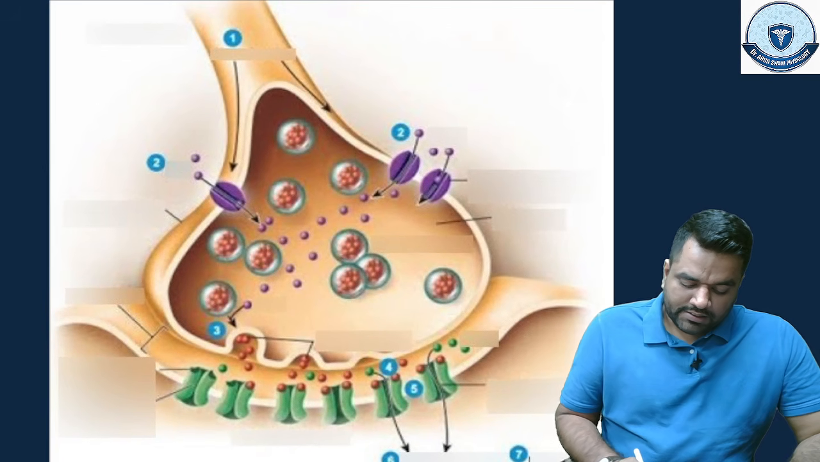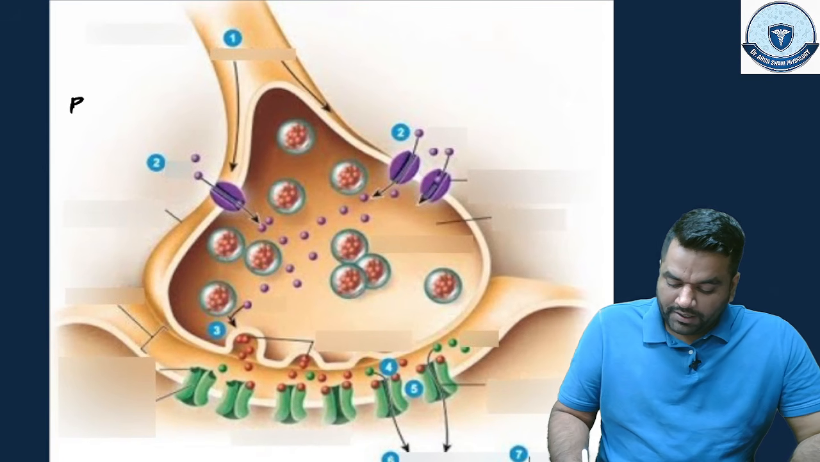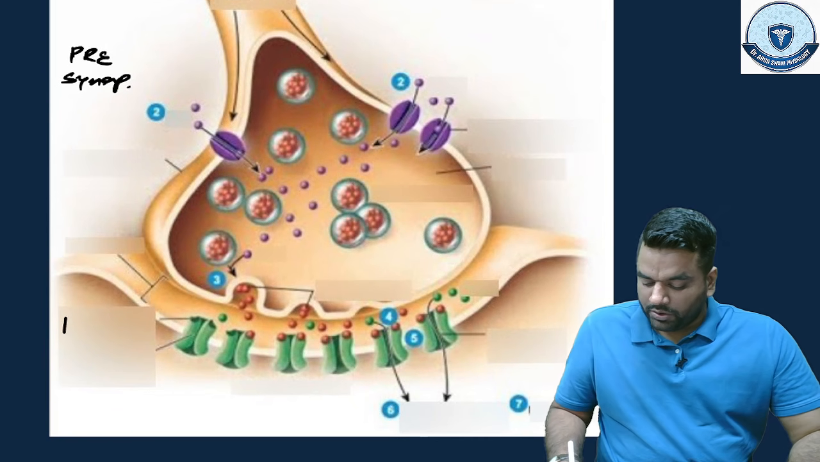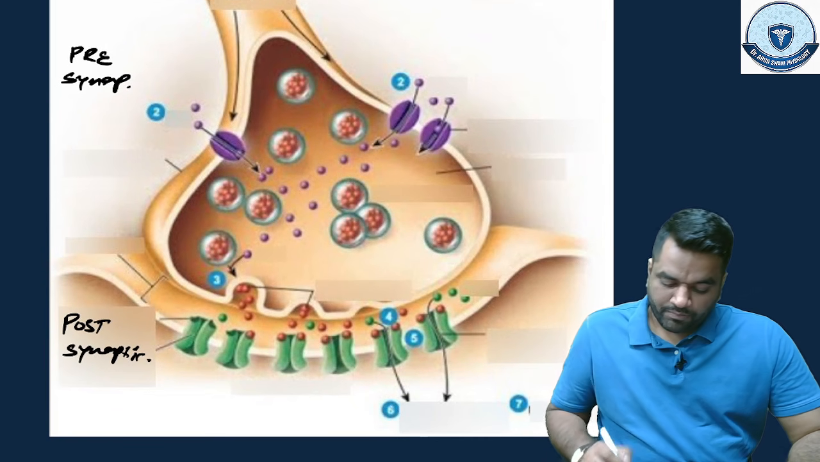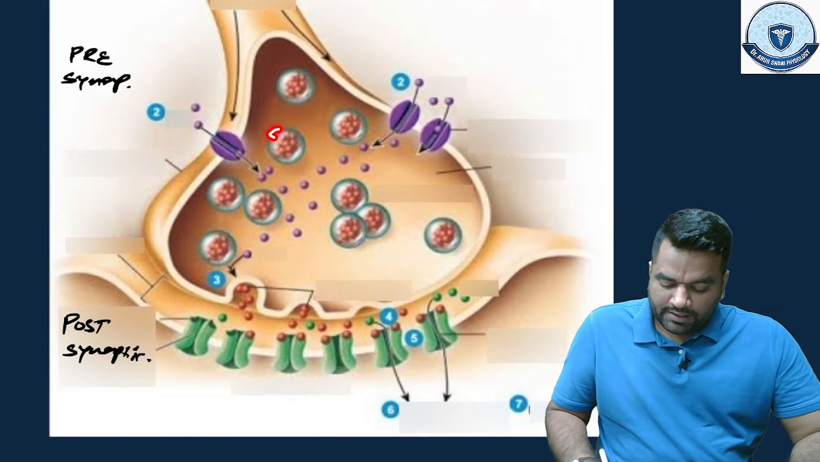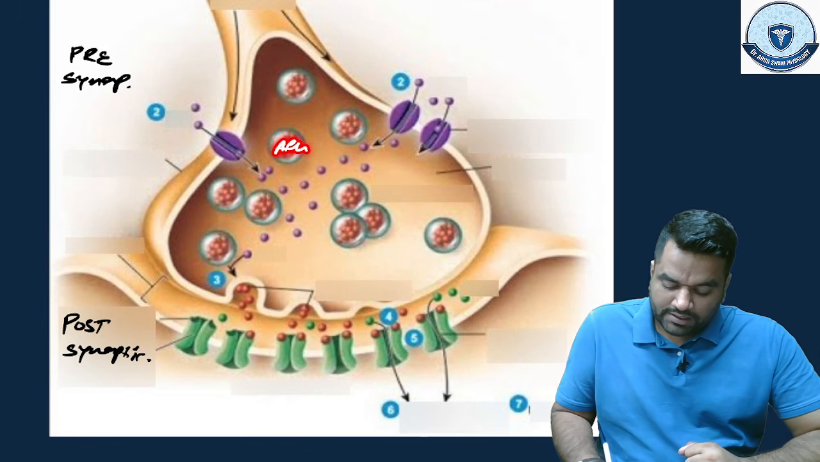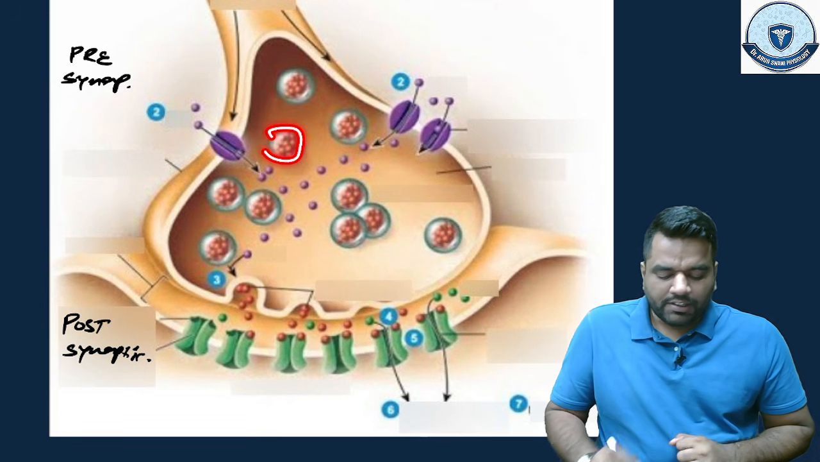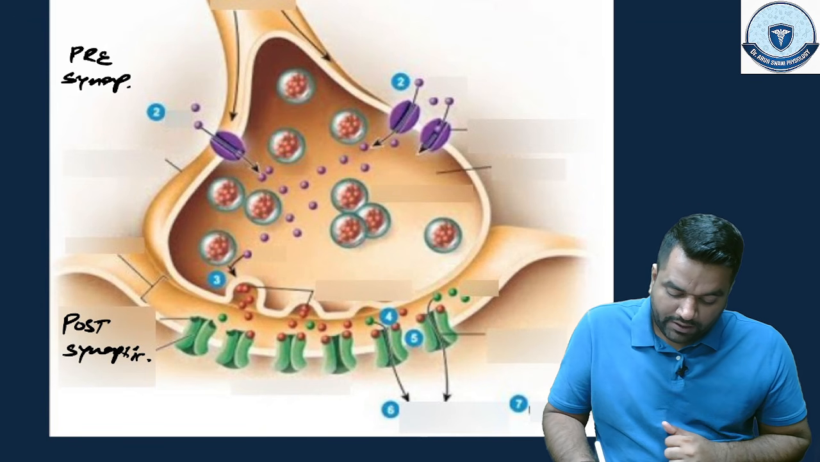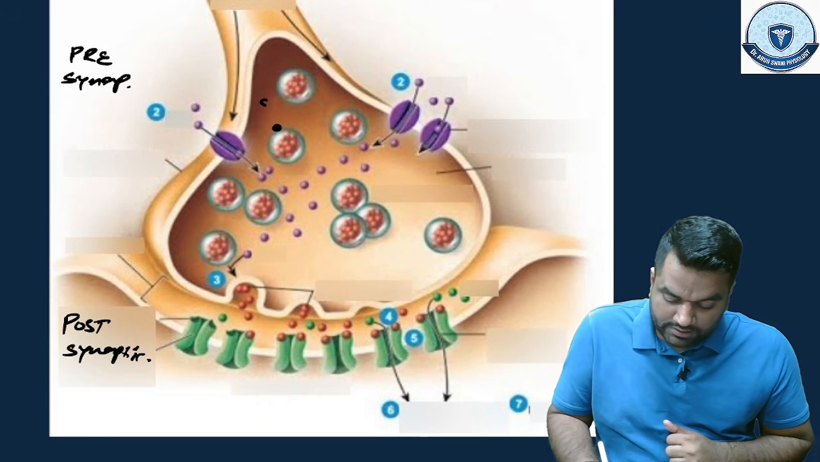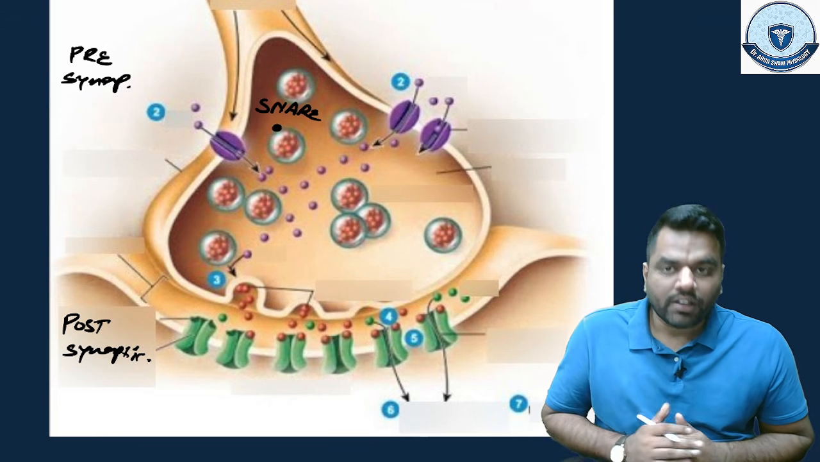We discussed in the class that this is your presynaptic area, and this is your postsynaptic area. Inside of this presynaptic area there are bags which are completely filled with acetylcholine. This we call a vesicle, and this vesicle contains on top a protein we call SNARE protein. What do we call this? SNARE protein.